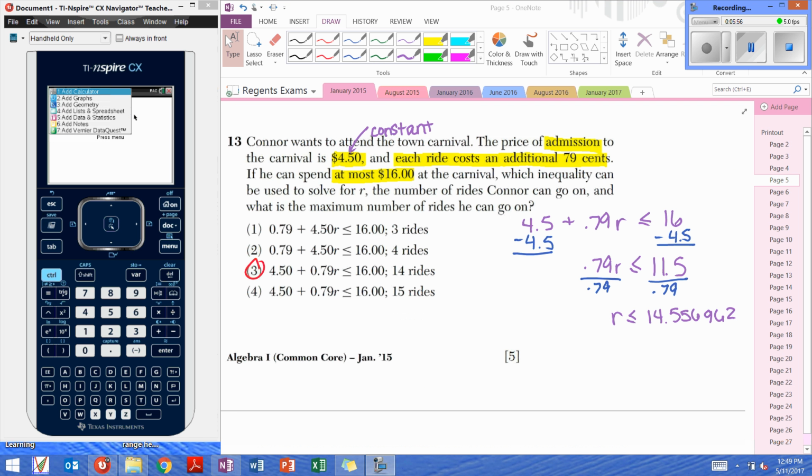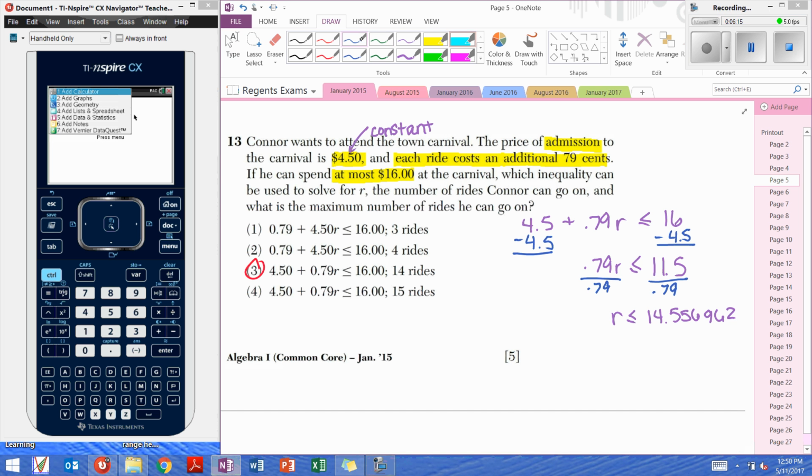Question 13, not a real easy way to do this one on the calculator. You definitely should just rely on the math for this one. Remember, at most means it can't be any more than. You just wanted to make sure that you were being careful. The constant is just like a flat rate. That's why it doesn't ever have a variable attached to it. That's why, what is it?